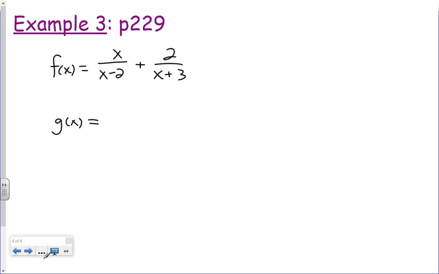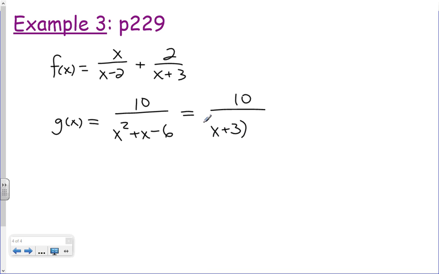But anyways, g of x is 10 over x squared plus x minus 6. In fact, that looks like it factors. Let's go ahead and factor this denominator. That will probably be helpful to us when we go to solve this. I need a -2 and a +3 here, right? x plus 3 and x minus 2. Well, that turns out to be really nice. Those are the same two denominators that I see in f of x.